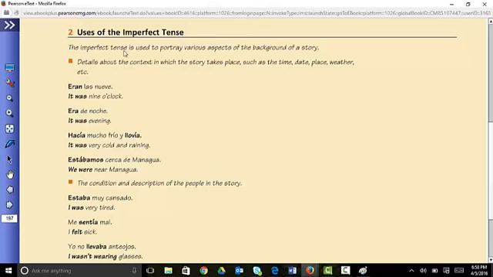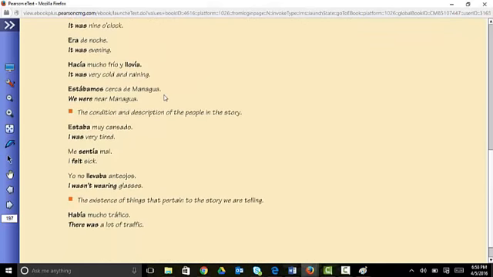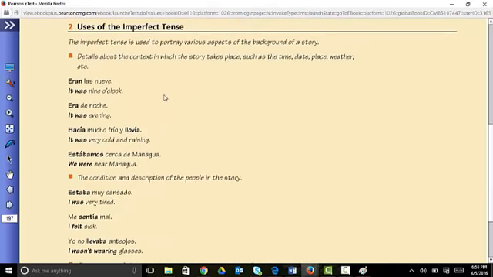So for the imperfect tense, we're going to look at your book, and then I'm going to pull up another text so we can look at that one as well. The imperfect tense is used to portray various aspects of the background of a story, details about the context in which the story takes place, such as the time, date, place, weather, etc. So if you are setting up the background to your story, anything that you're using to set up the background is going to be the imperfect. And we'll go through some examples in a minute.